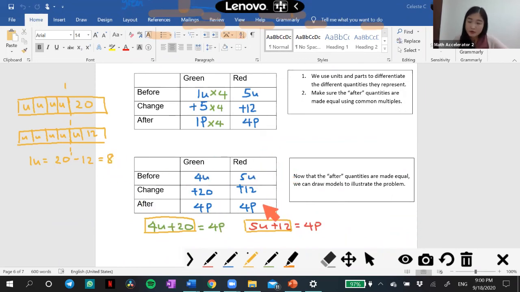Take note, for this type of question, the second table here is only for you to draw the model. So when you're trying to find the final answer, you have to look back at the original table. They're asking you for how many green apples he had at first, which is this, 1 unit. So our final answer is just 8.